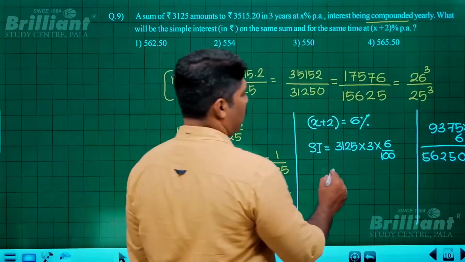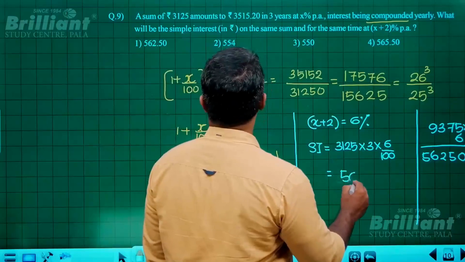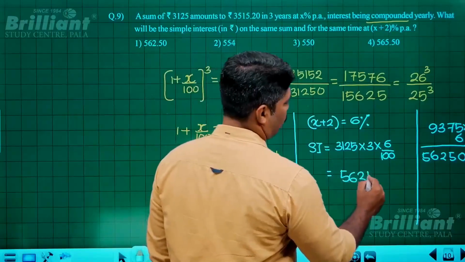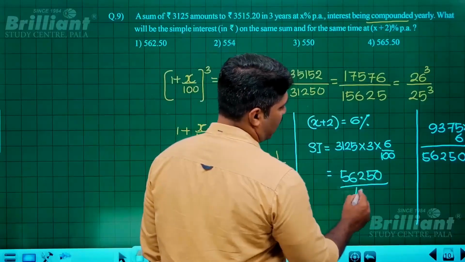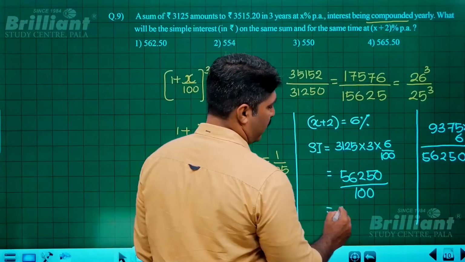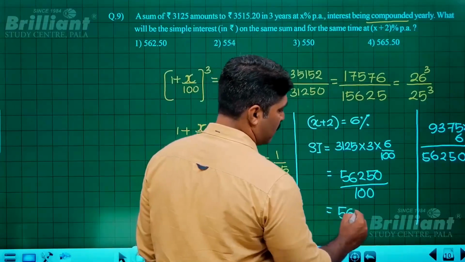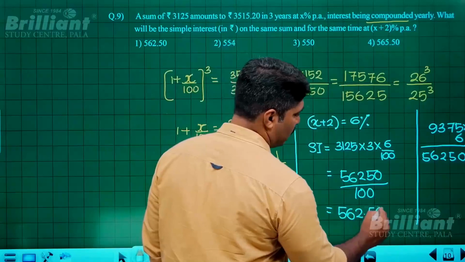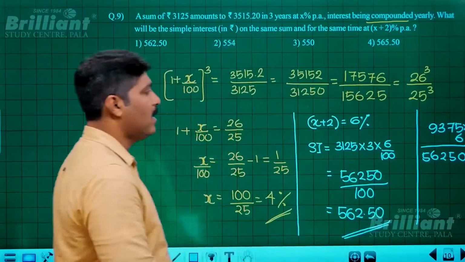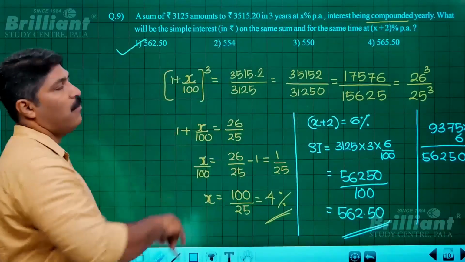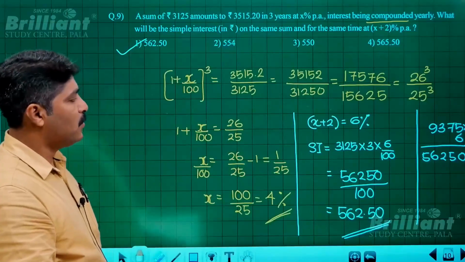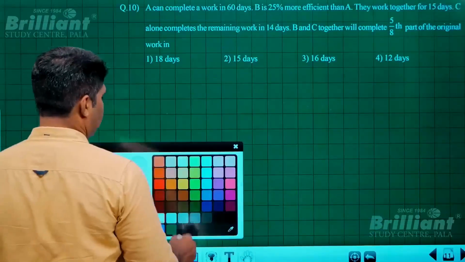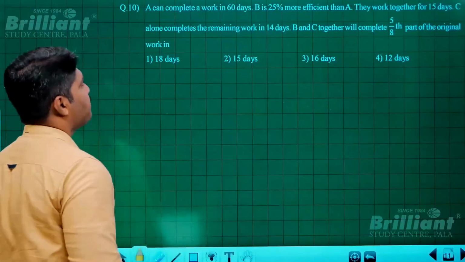So therefore this value is equal to 56250 divided by 100. What will be the value here? That is 562.50. So that's the answer, and the answer is option 1. That is 562.50. Next is a time and work question.